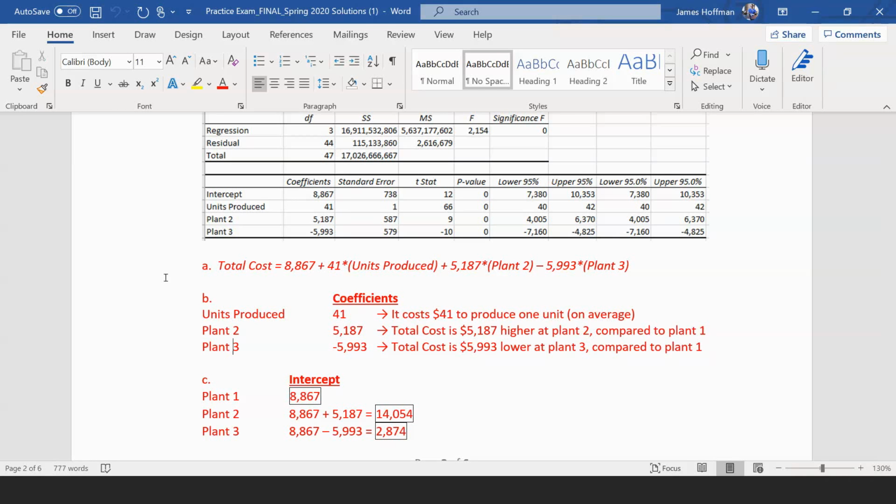Okay, plant 3 you can see is less than plant 1, so we start a little bit lower. So the total cost is this much less at plant 3. Total cost is 5,987 lower at plant 3 compared to plant 1. Okay, so make sure you interpret these in relation to the other case, which is plant 1. So these are all in addition or in subtraction of what happened at plant 1.